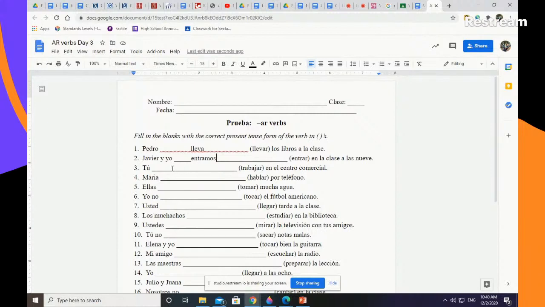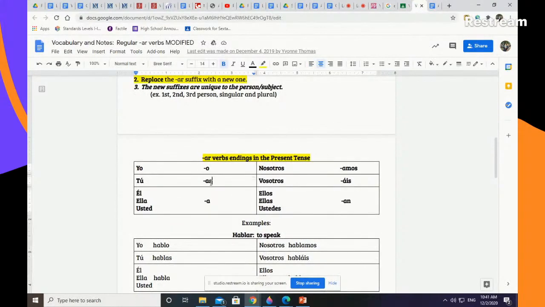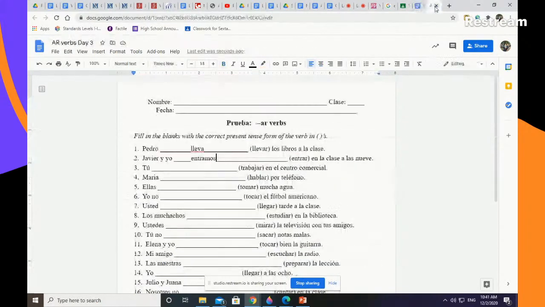All right. So tú, well, that's an easy one. Tú gets the as on the end of the word. You got to put the as on it, on the end. So, trabajas.